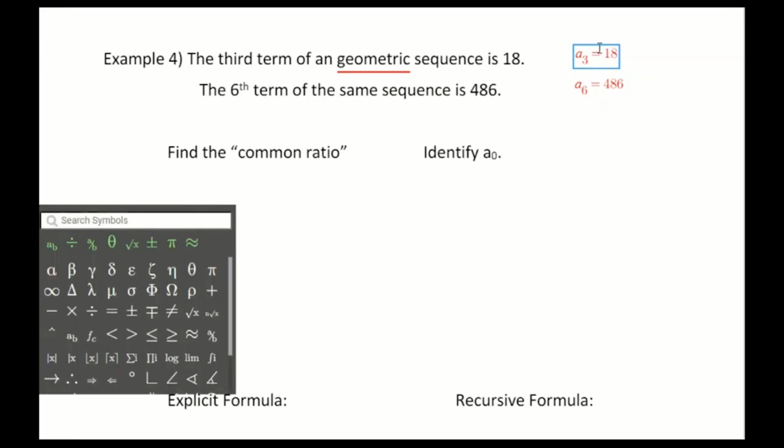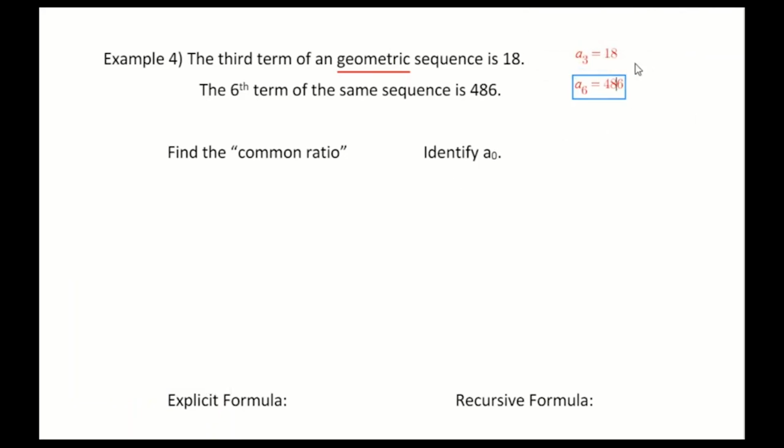If we know that the third term is 18, and we know the sixth term is 486, and we know it's geometric, what that means is we are multiplying some number over and over again until we get to 486. So the question becomes, how many times are we actually multiplying it to get from here to here? So the setup here is to say, okay, I'm going to multiply 18 by that common ratio, however many times I need to.